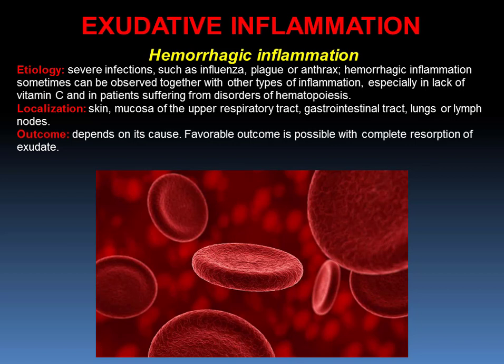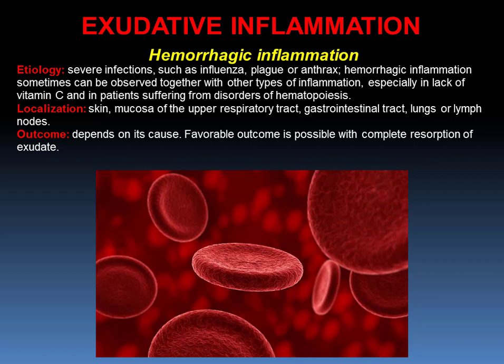Etiology: these are severe infections, influenza, plague, anthrax, also some hemorrhagic fevers. Also, hemorrhagic inflammation sometimes can be seen together with other types of inflammation, especially in case of lack of vitamin C in patients also suffering from disorders of hematopoiesis. Usually localized in skin, mucosa of upper respiratory tract, GIT, lungs, lymph nodes, some parenchymal organs.